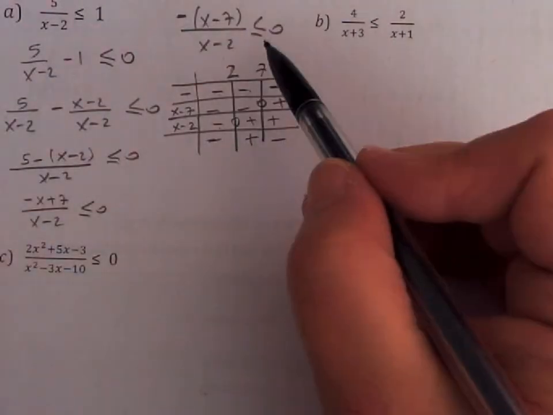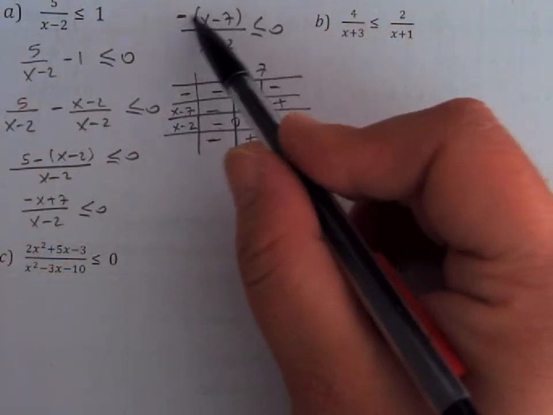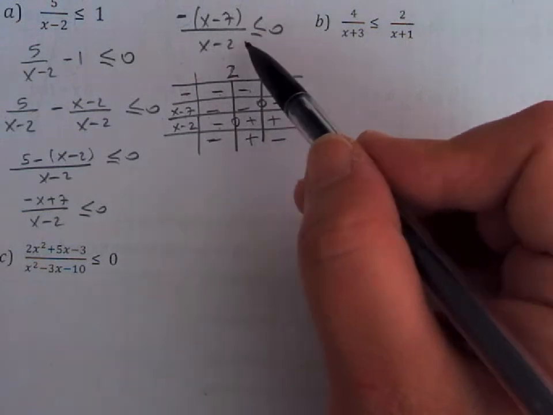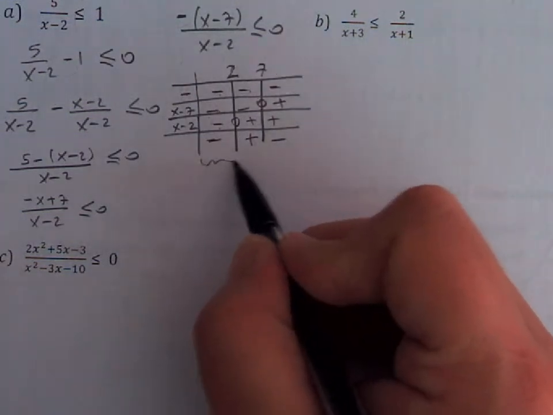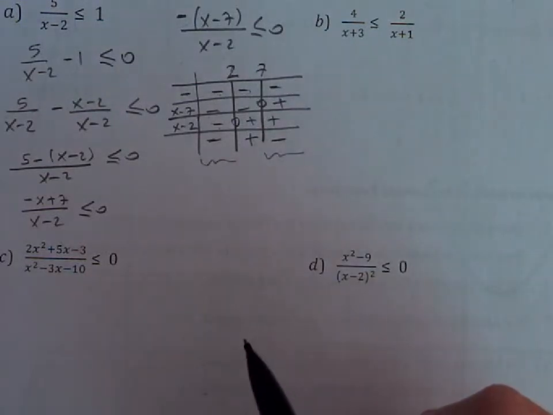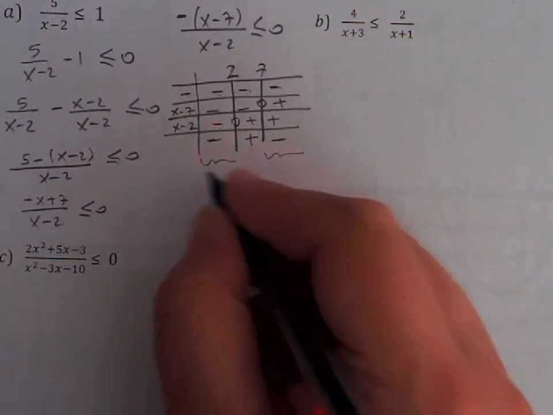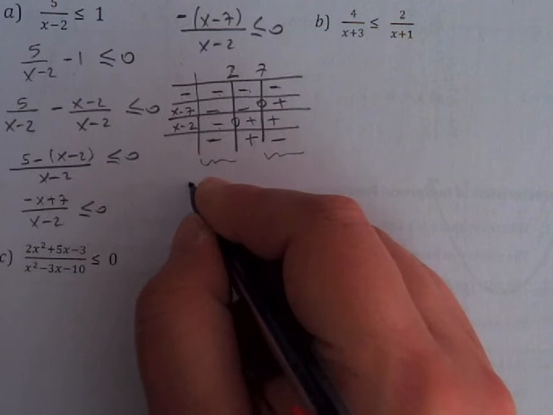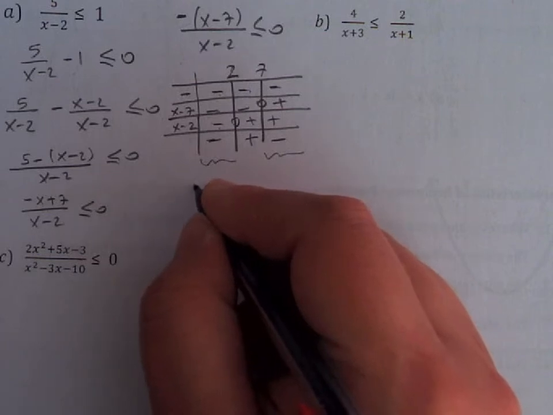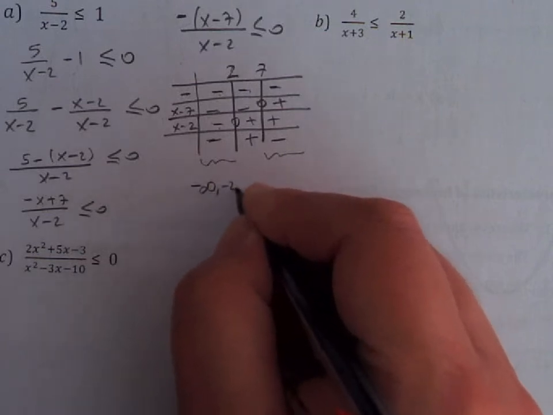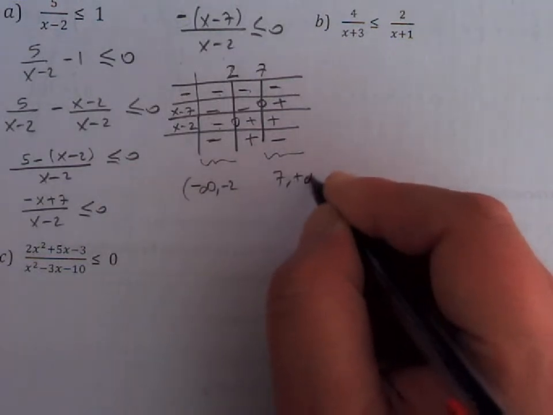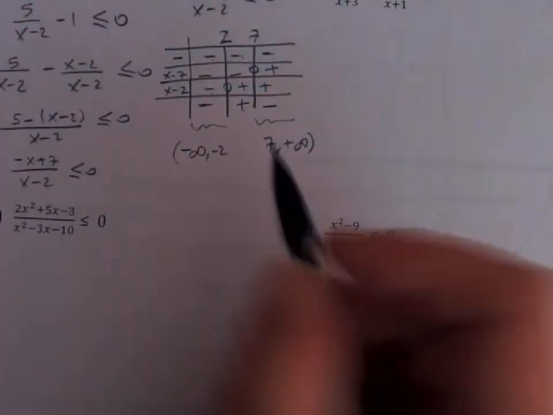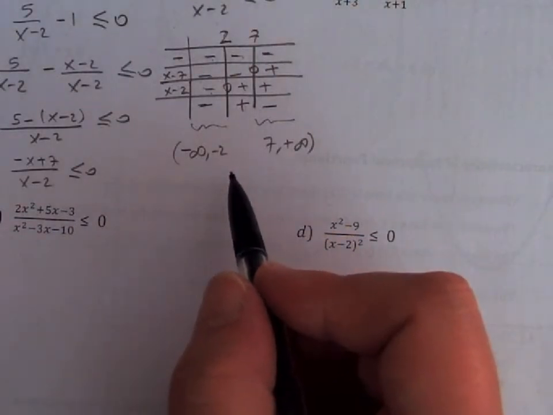Negative times positive gives you positive, and this is negative. So again, what do we need? We need this rational expression less than 0. We want it to be negative or 0. So negative is here. So now write the notation for this, right? Intervals for this. So negative infinity to negative 2, 7 to positive infinity. Now decide what kind of brackets you need to use here, right?